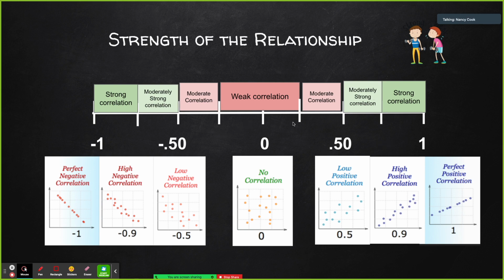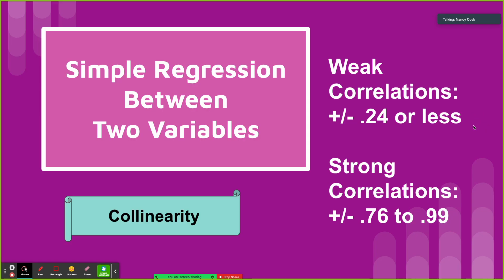And this would be 0.25, where it's just a moderate correlation. It's weak if it's under 0.25. If it's between 0.25 and 0.50, it's moderate. If it's between 0.50 and 0.75, it's moderately strong. And anything over 0.75 is a strong correlation. So we're looking at two things: negative or positive, and how strong is the correlation.